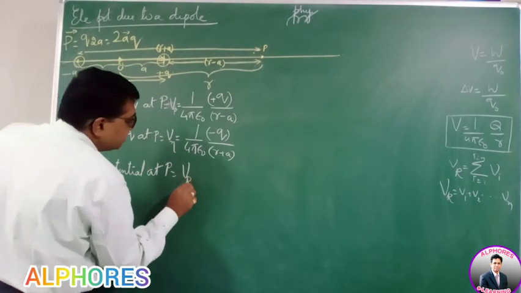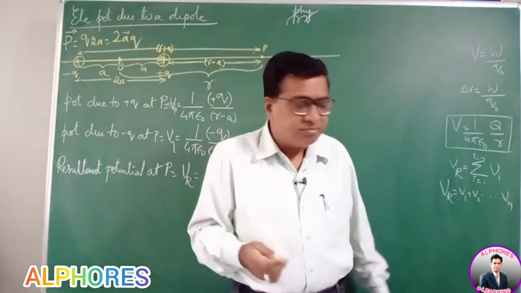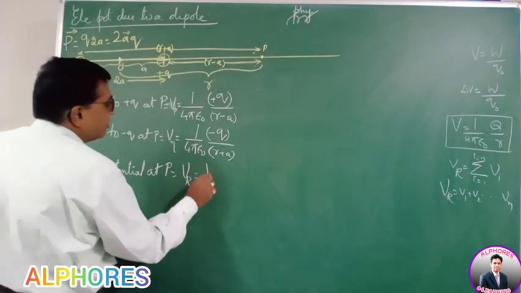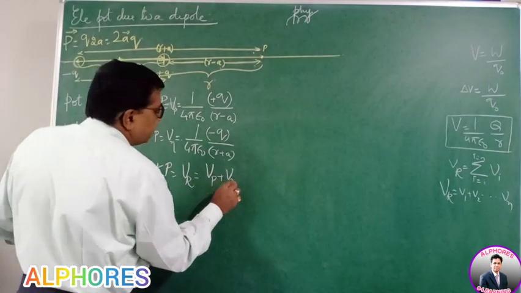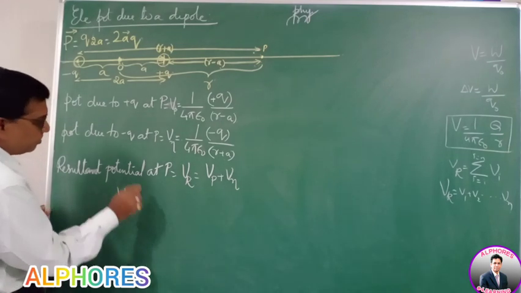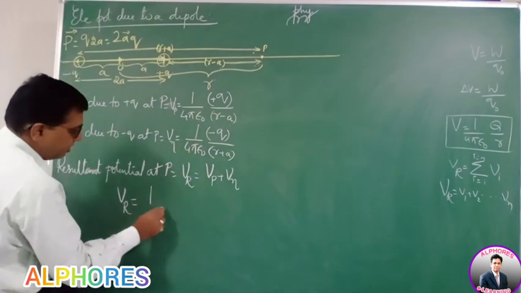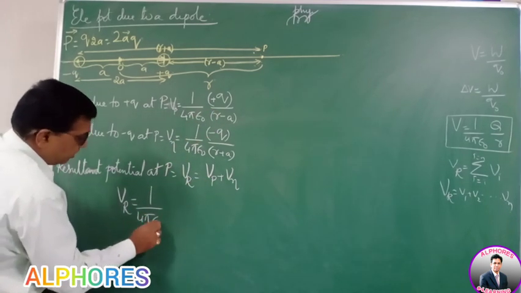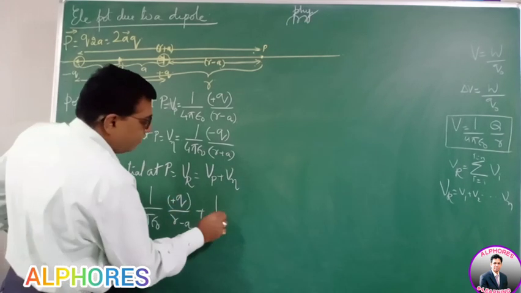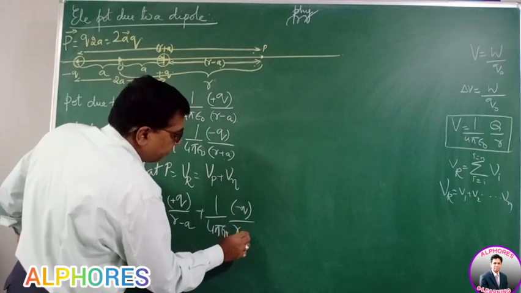The net potential at P. Well, we know the resultant potential at any point. Potential is a scalar. It is the algebraic sum of all the individual potentials. So therefore, resultant potential is potential due to positive and potential due to negative charge. Therefore, the resultant potential at point P, VR, is equal to potential due to positive, 1 by 4 pi epsilon naught Q by R minus A, plus 1 by 4 pi epsilon naught minus Q by R plus A.